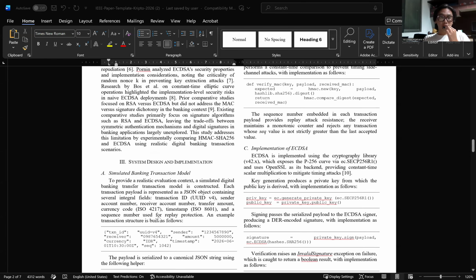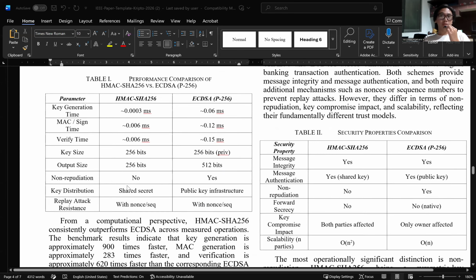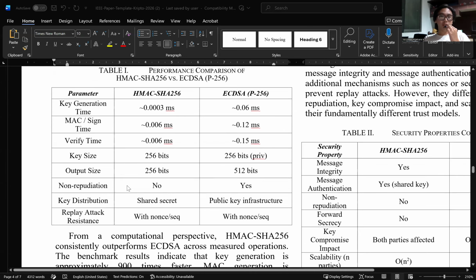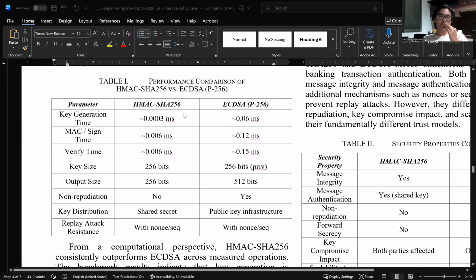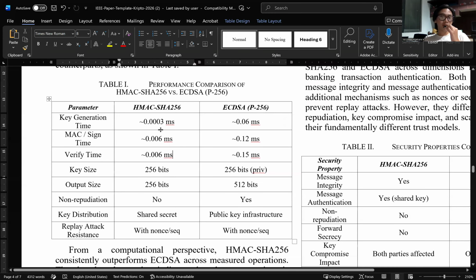So let's see one of the most important and also interesting parts of this paper, which is the result on the HMAC SHA256 versus the ECDSA. Here, we can definitely see that on key generation time, MAC and/or sign time, and also the verify time, HMAC SHA256 is fairly faster compared to ECDSA. And if you see it right here, the key generation is almost about 900 times faster. The MAC/sign time is around 280 times faster, but the verification is around 600 times faster.